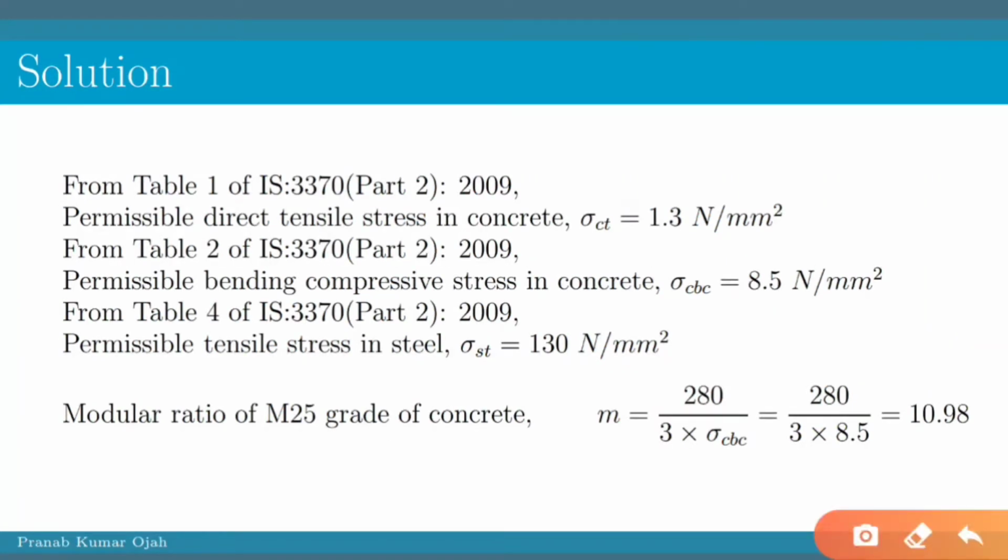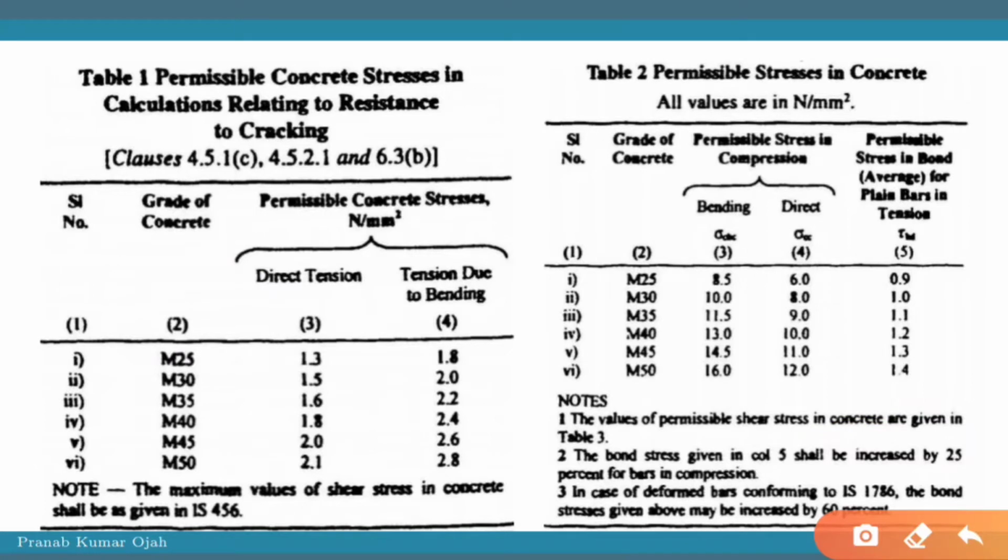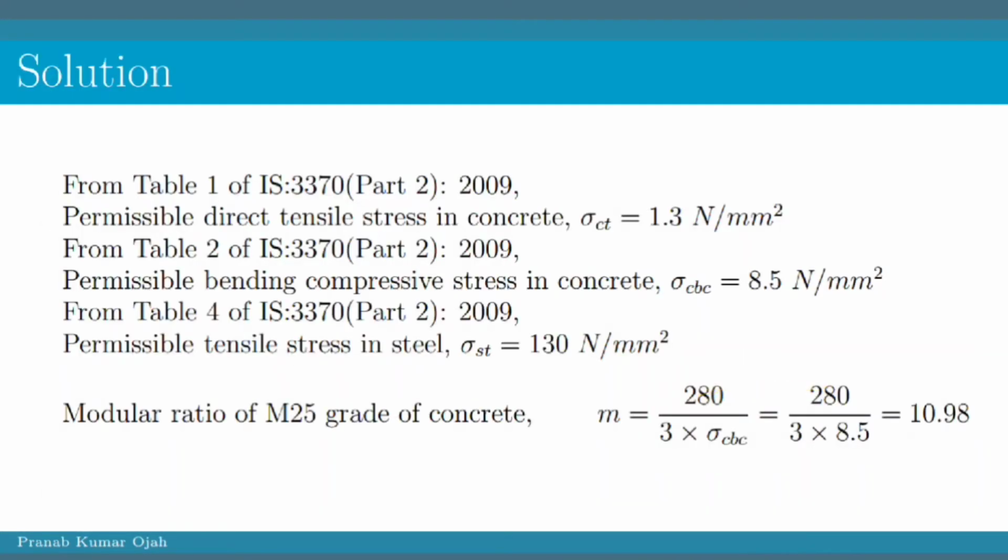Now from Table number 1 of IS 3370 Part 2, 2000. This is Table number 1 where permissible concrete stresses in calculations related to resistance to cracking of concrete are given. So for M25 grade of concrete, the permissible concrete stress for direct tension is 1.3. So this value is written: sigma ct equal to 1.3 Newton per mm square.